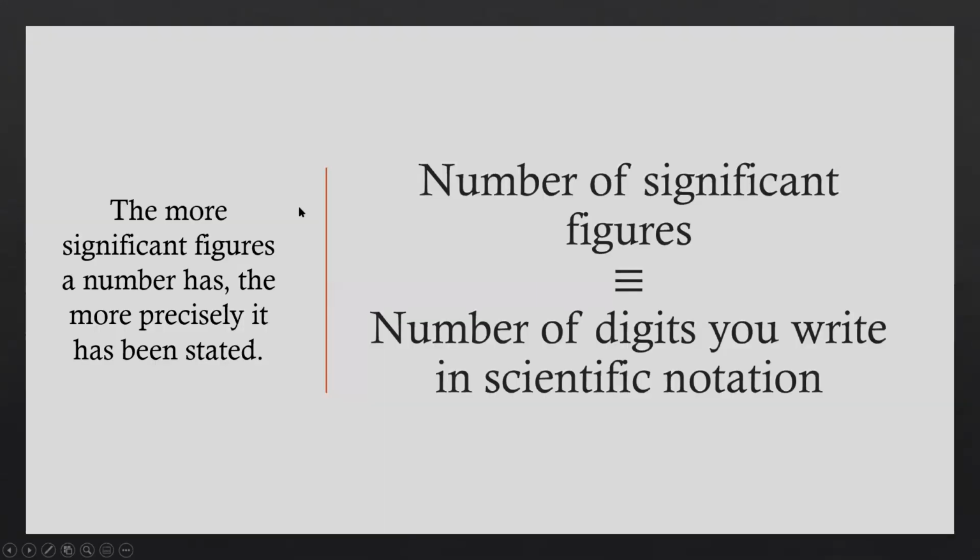Okay, so the more sig figs a number has, the more precisely it's been stated. And the number of significant figures is just the number of digits you would write if you were going to write that number in scientific notation. Okay, so that's kind of the point of sig figs. It's all about precision. It's not just another type of rounding. It's really about scientists being able to communicate clearly with each other when they mean I want 2-ish of this thing versus when I want 2 of this thing.